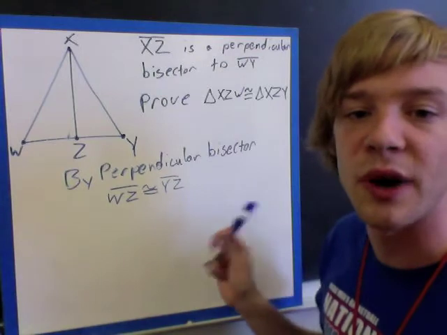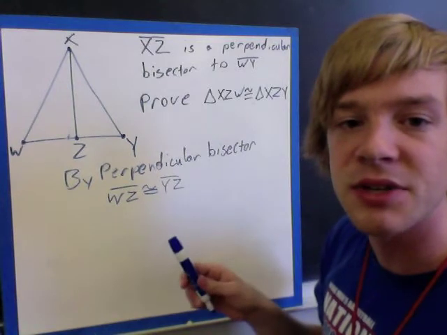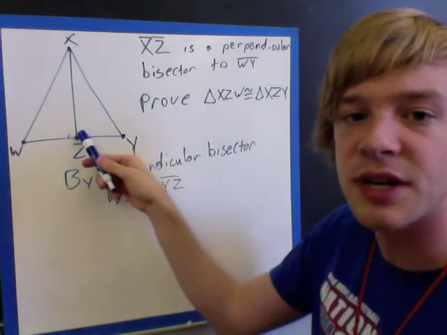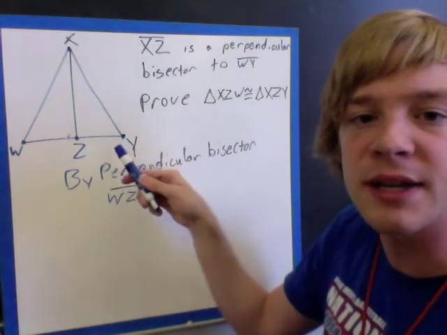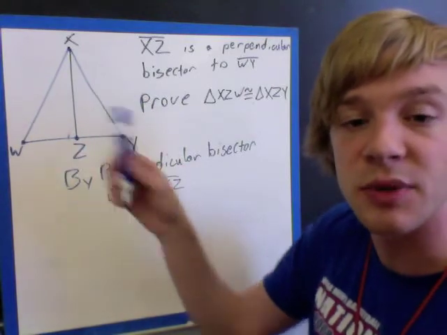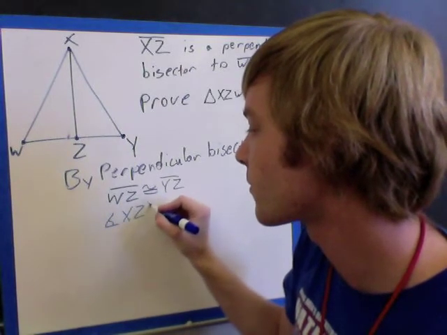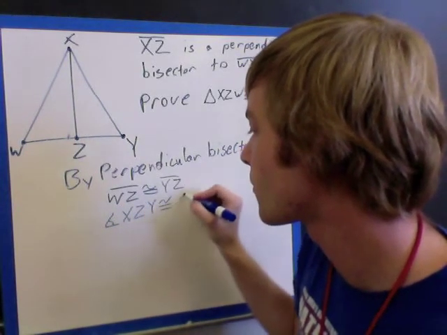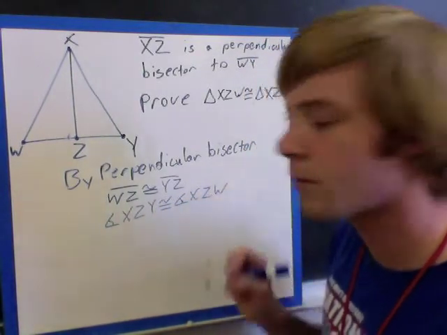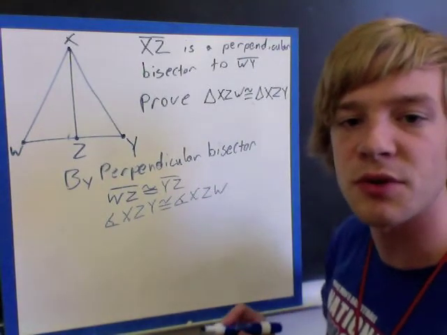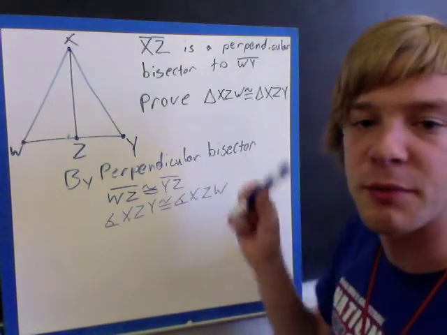WZ is congruent to YZ. Now we also know that these two sides meet at 90 degrees. So that means this angle right here is 90 degrees, and this angle right here is 90 degrees. So angle XZY is congruent to angle XZW. So these two angles here are also congruent. I can get both of those pieces of information from my one rule here, the perpendicular bisector rule.